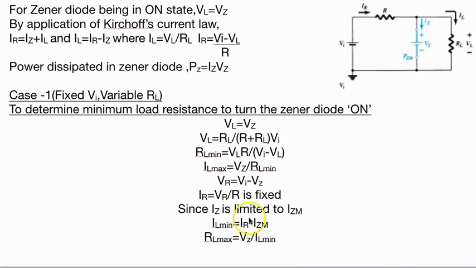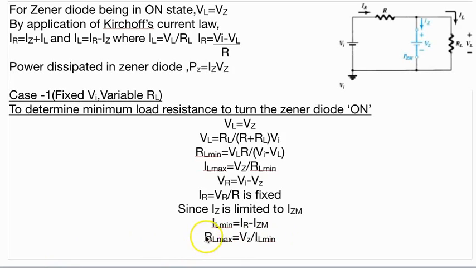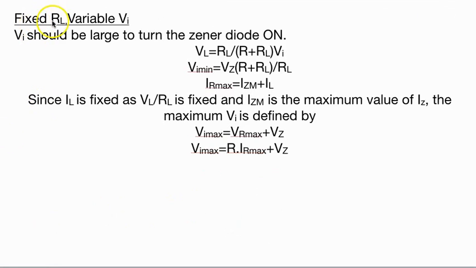The Zener diode current will be minimum, and that minimum current will give you the maximum load current. The minimum Zener current will give you the maximum load current, and the maximum Zener current will give you the minimum load current. To calculate RL max, the maximum resistance, we have Vz divided by the IL minimum current, which is equal to IR minus IZ maximum. We keep the resistor current constant. Okay. Now the fixed RL and variable Vi case, same thing, same formula, but only the Vi is different in this case.